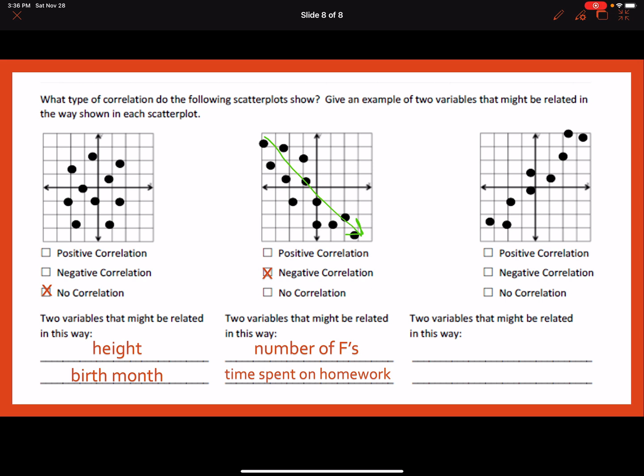And the last graph, if I were to attempt to see a correlation there, I would say that that is positive. An example in this situation, time spent practicing and skill level. That could be applicable to any type of skill. The more you practice, the better you will be.